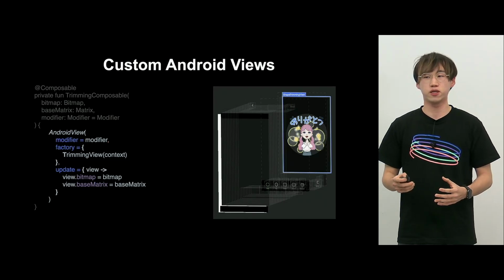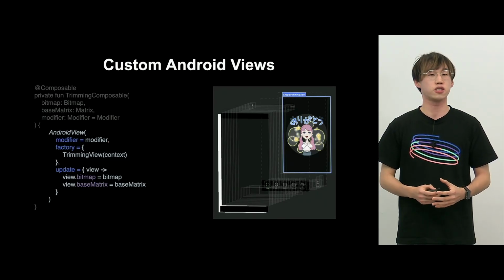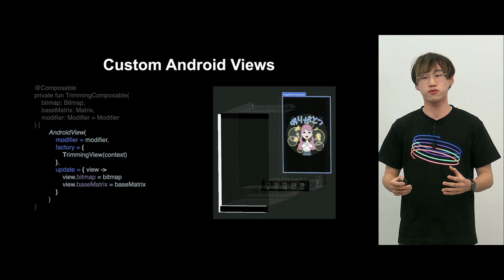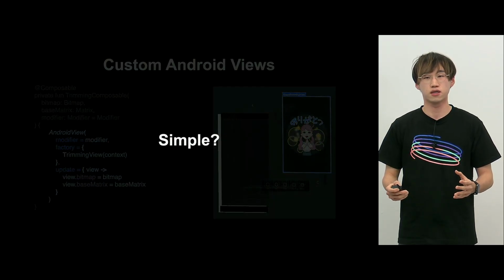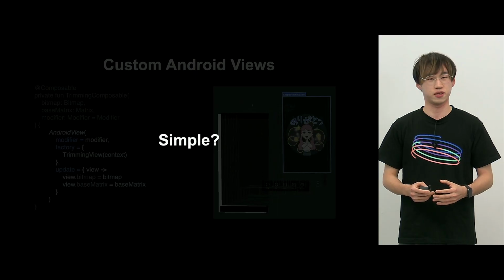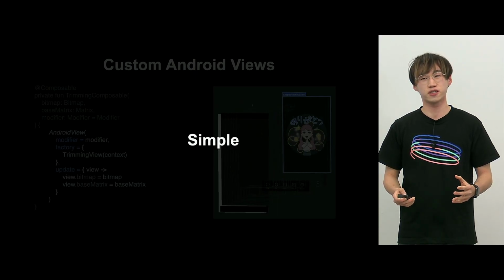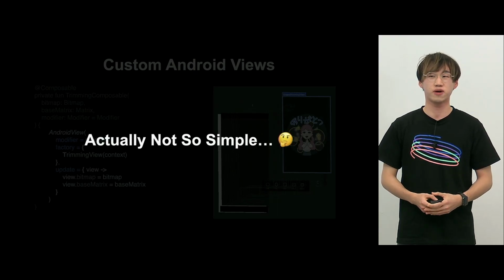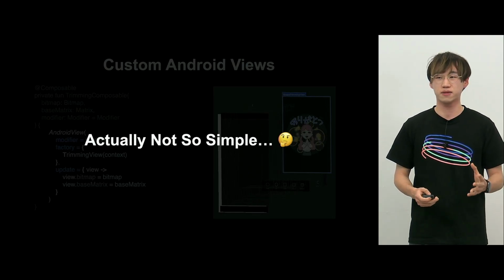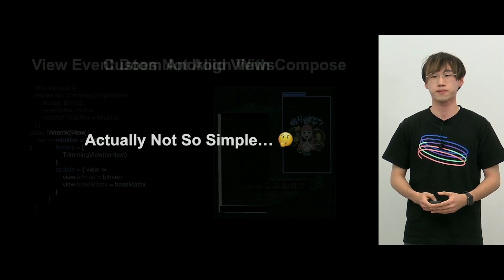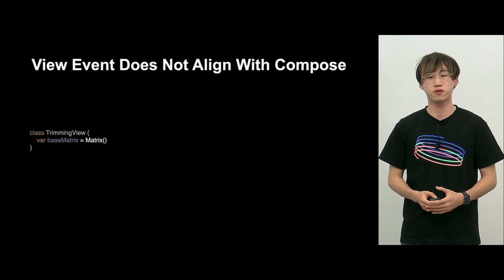As you can see on the screen, the root menu bar and title bar are implemented in Compose, and only the image cropping part uses Android view. It is quite easy. Well, that's what I wanted to say. Unfortunately, it was not that easy actually. When we actually applied it, we discovered many problems.